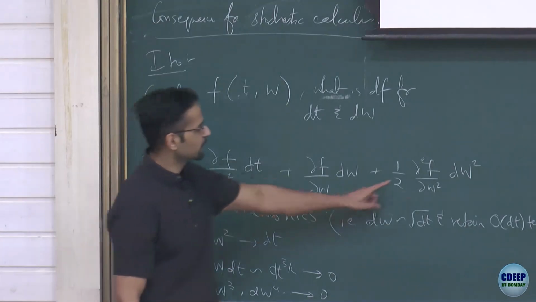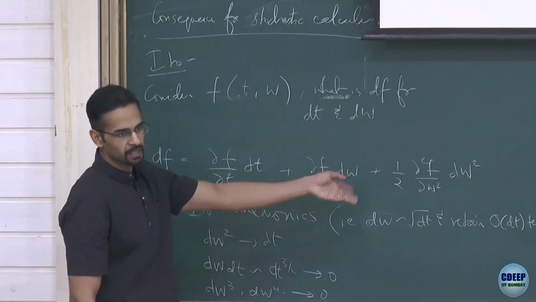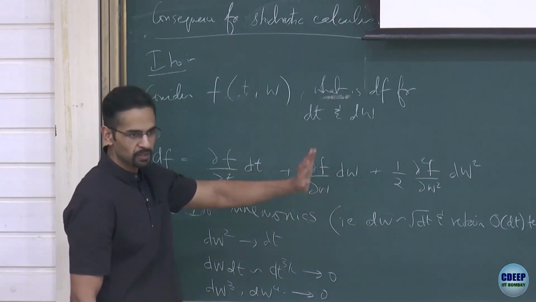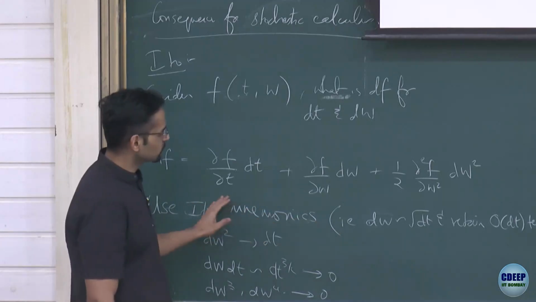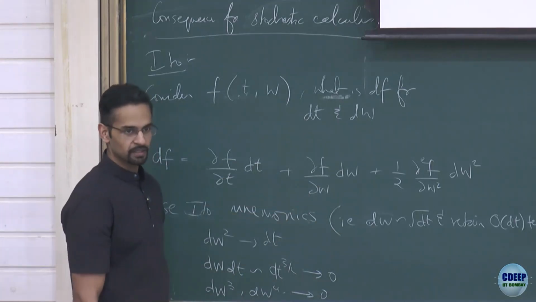So therefore, you can see if I extend the Taylor series, I'll get dw dt, dw square, dw cube, etc., and all those will drop out. dt square from the deterministic part will also drop out. So this is the end of my equivalent Taylor series.